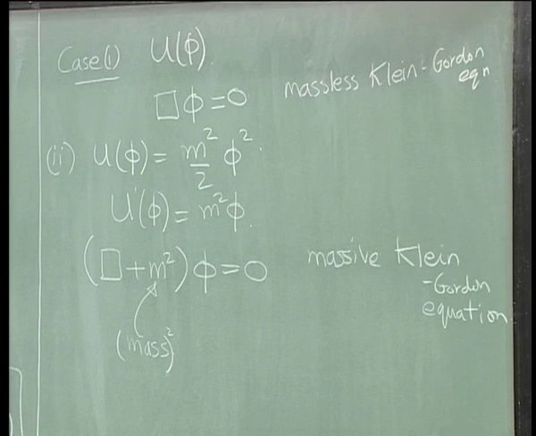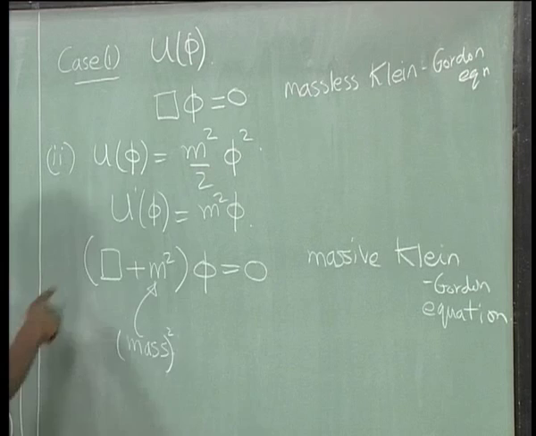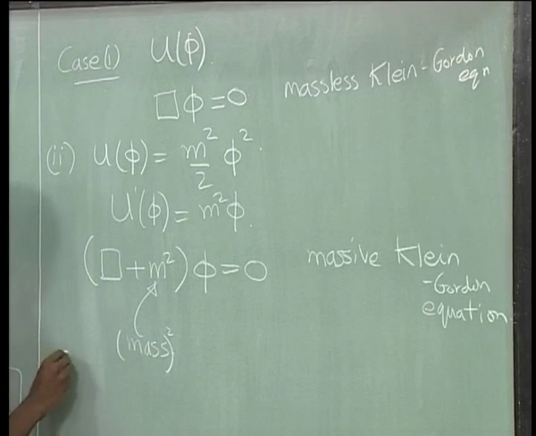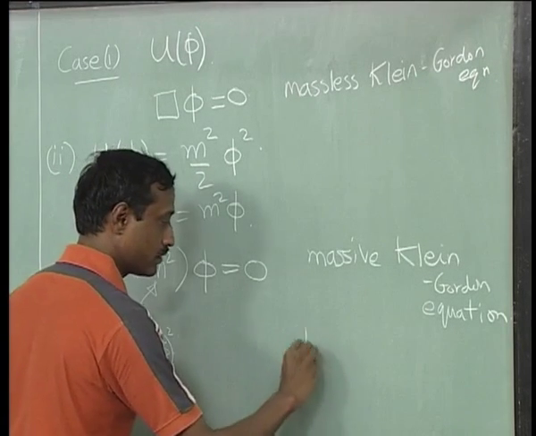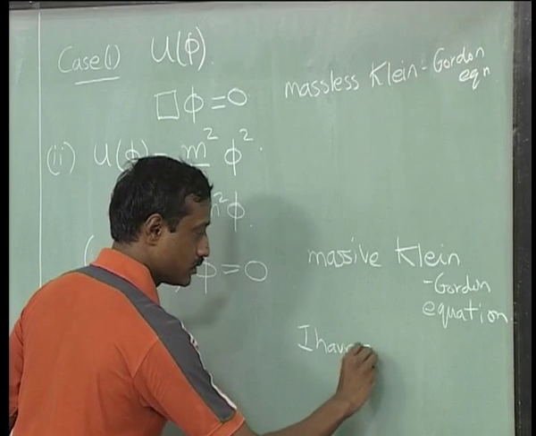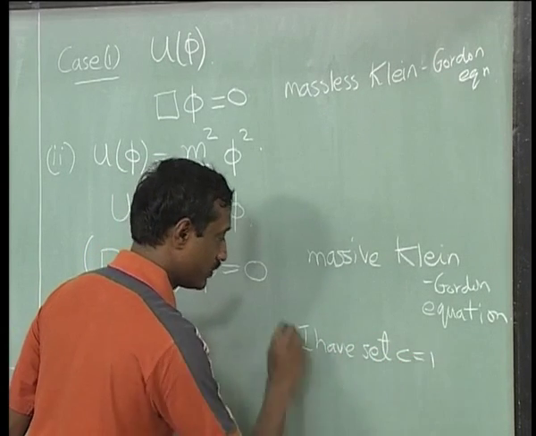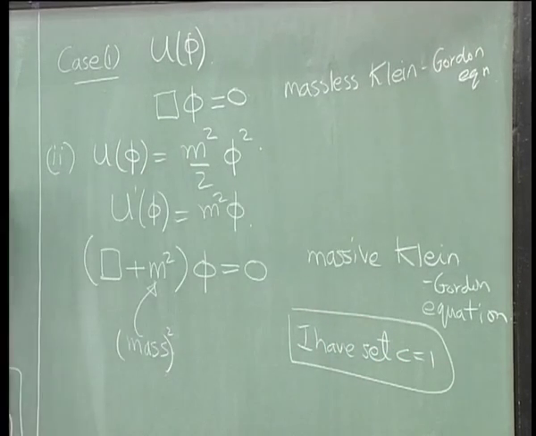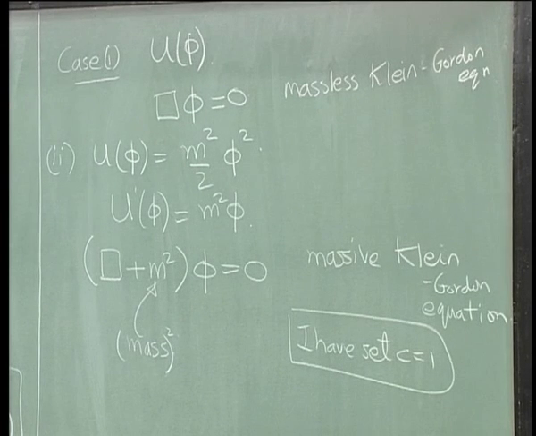Okay. Yeah, in all these things I have set c equal to 1. We will get back to this and discuss it a little later. This is part of something called natural units. These are units which are natural to the problem, like we went from SI units to Gaussian units when we considered Maxwell's equations.